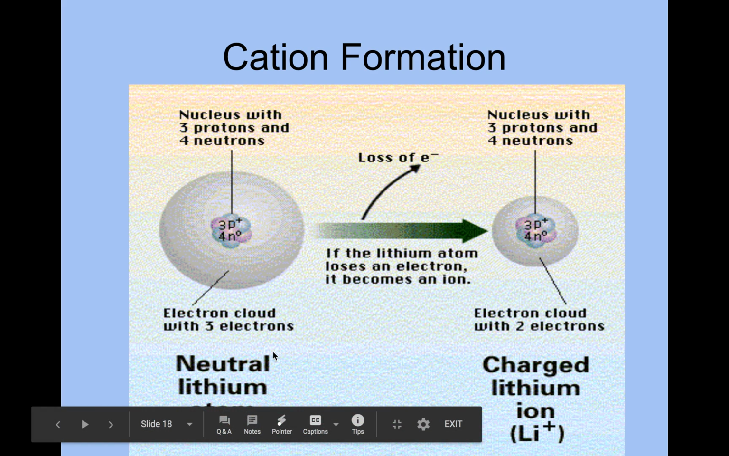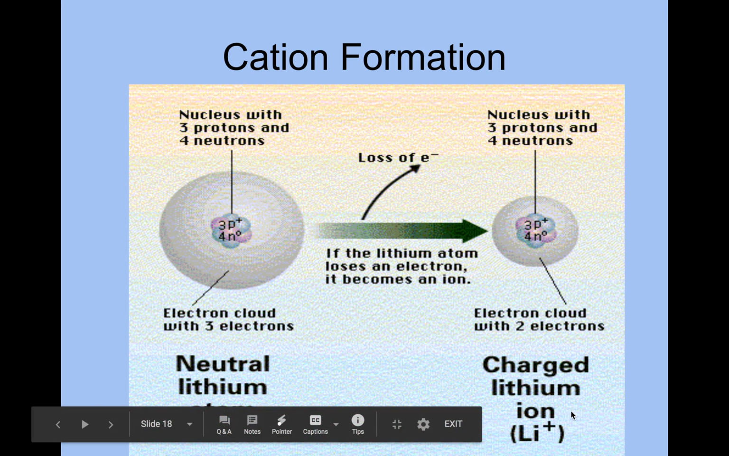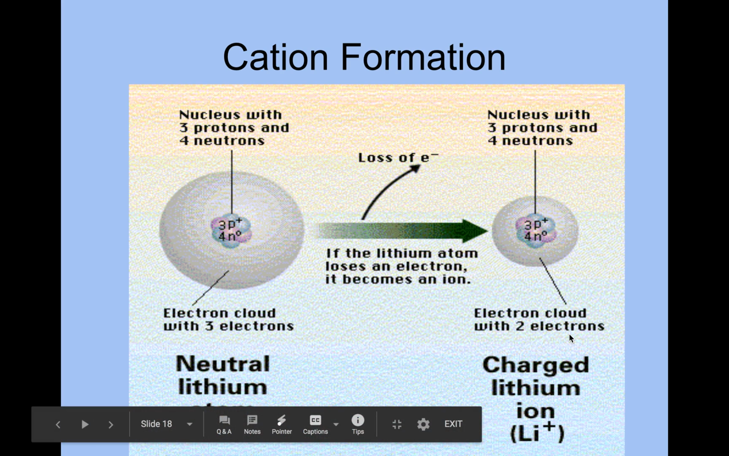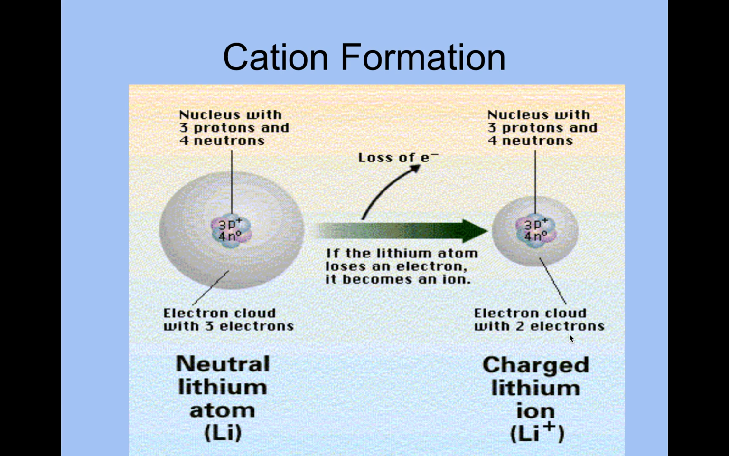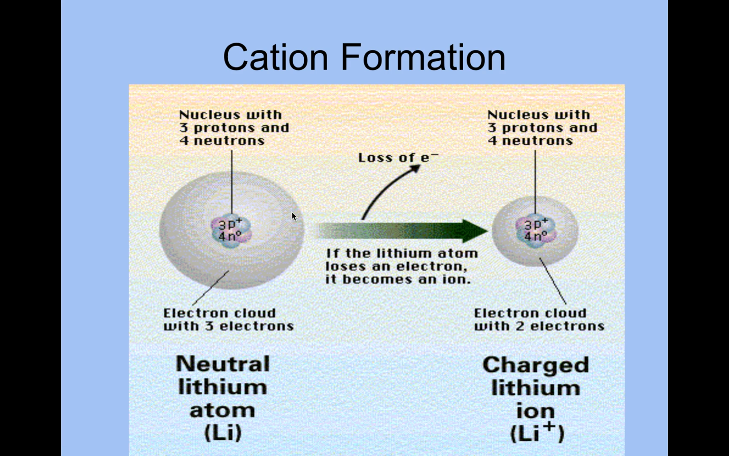That makes it neutral. When it loses an electron, it becomes positive because now it's got 3 protons and 2 electrons. So it's got one more positive charge than it does negative, and that's what gives it an overall +1 charge, the lithium ion. I want you to also notice that when you lose that one valence electron, the electron cloud gets a little bit smaller. That's going to be important when we talk about ionic radius.